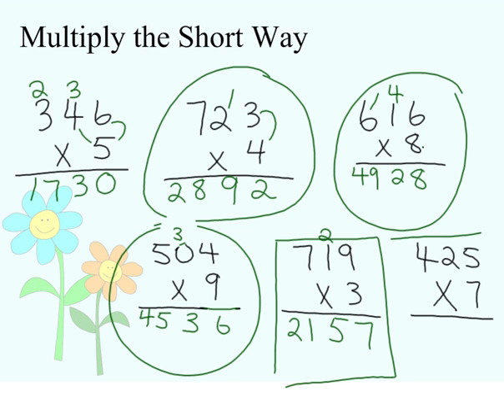And our last example, 425 times 7. So write it down, pause the recording, and then resume when you're finished. 5 times 7 is 35. 2 times 7 is 14. Add the 3, 14, 15, 16, 17. 4 times 7 is 28, plus 1, 29.